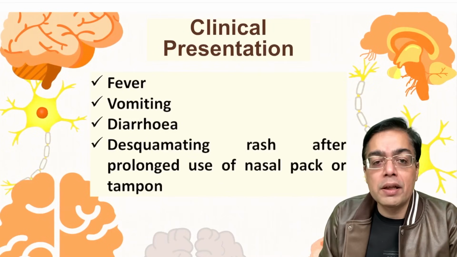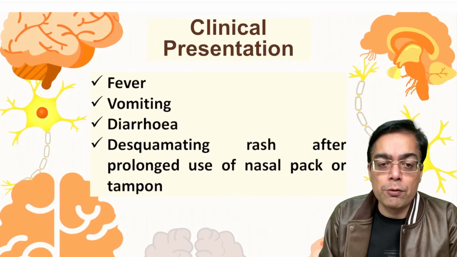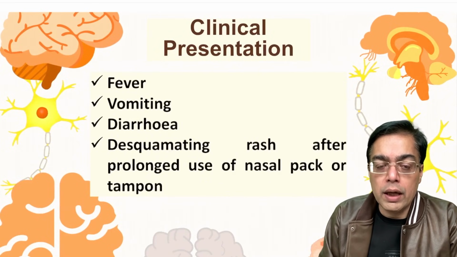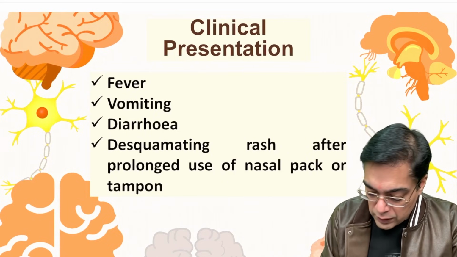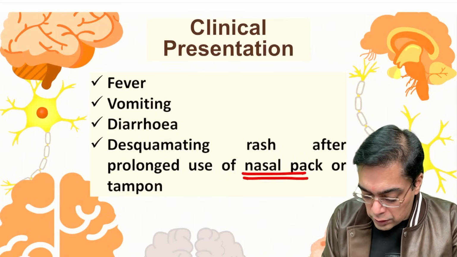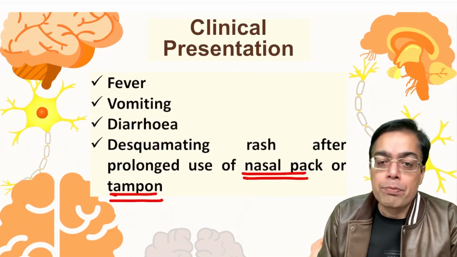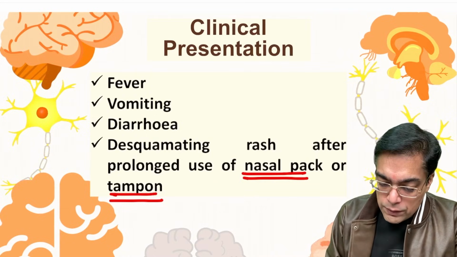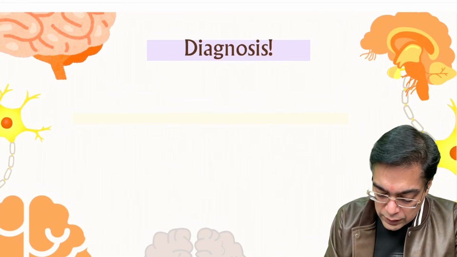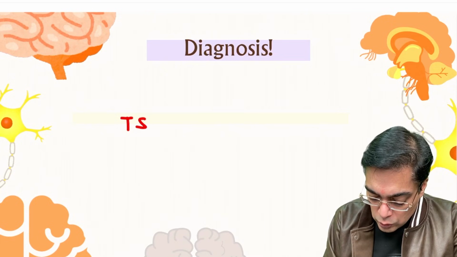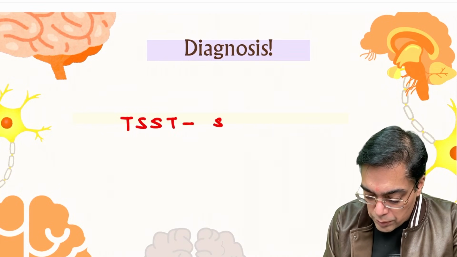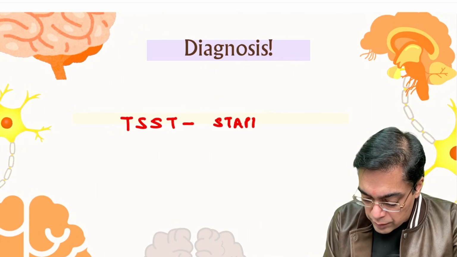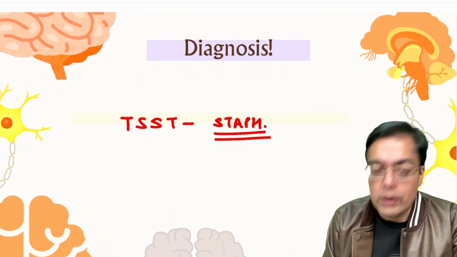Starting off with the clinical presentation of a patient having a fever, vomiting, diarrhea, and a desquamating rash, particularly after the use of a nasal pack or a sanitary tampon. This is very much suggestive of toxic shock syndrome toxin, and this is going to be because of a bacteria that most of us are familiar with, a staphylococcal infection.